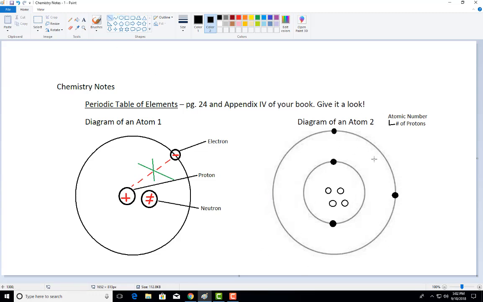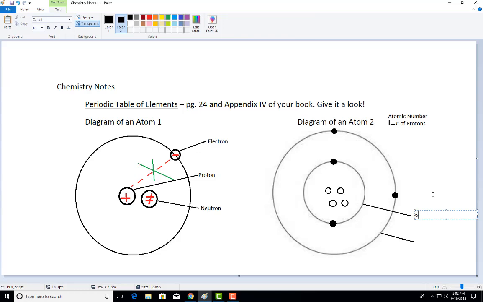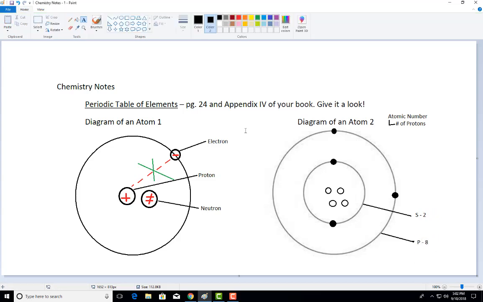So these orbitals, we actually give them names. Write it over here. And we call this the s orbital, and it can hold 2 electrons. This is what we call the p orbital. It can hold 8 electrons. Now, there are more orbitals than just those two.